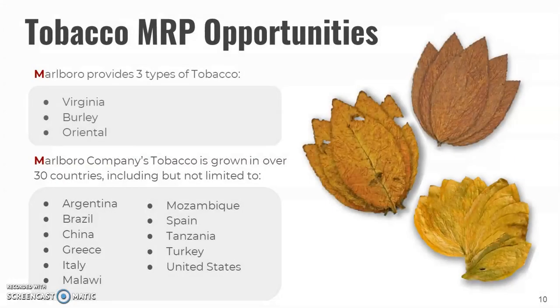Marlboro's products are made from 3 types of tobacco: Virginia, Burley, and Oriental. They are grown in over 30 countries, from Argentina, Brazil, China, Greece, and the United States, just to name a few. Virginia tobacco, also known as flue-cured tobacco, is a brighter tobacco that is cured for a week in heated barns. It is grown in the United States, among other countries.